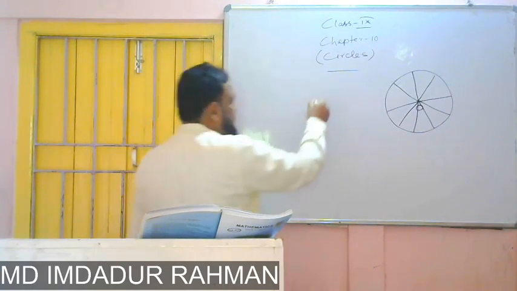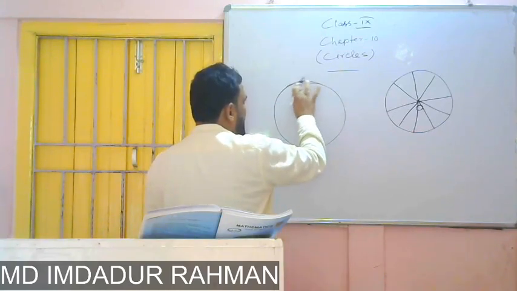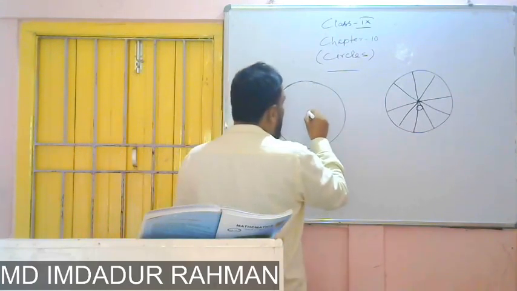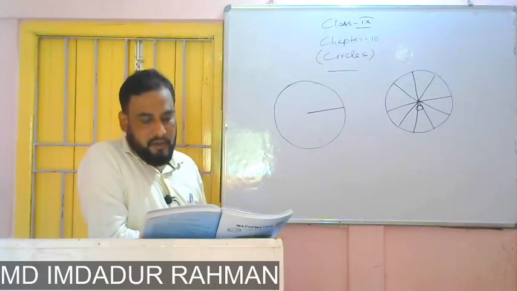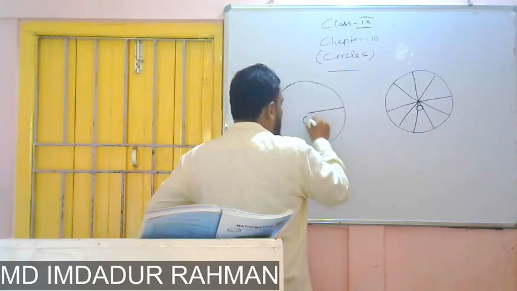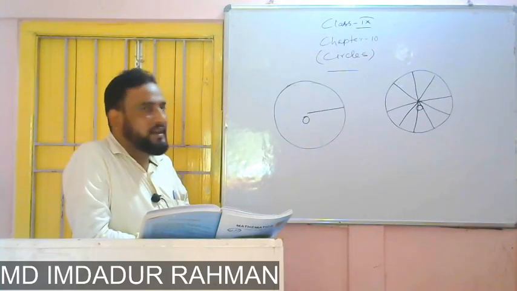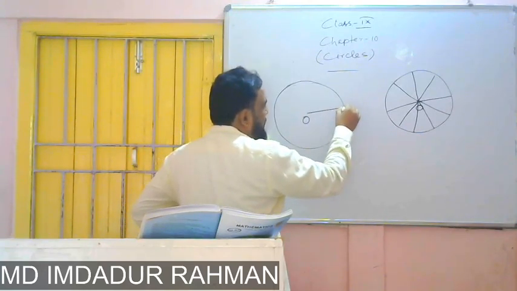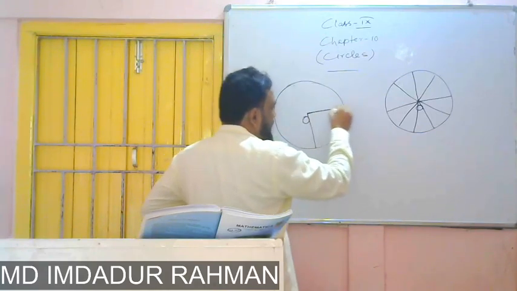In a circle, as we will discuss the parts of the circle, if we join a line segment from the center to the circle, it is called radius of the circle. Radius is a line segment joined from the center to any point of the circle. So this is radius. Okay.